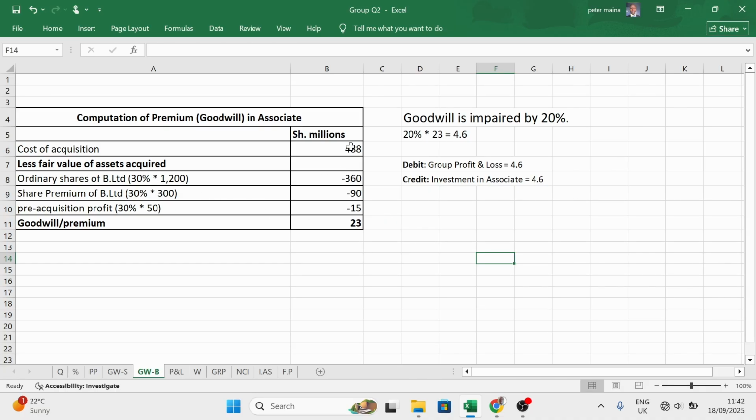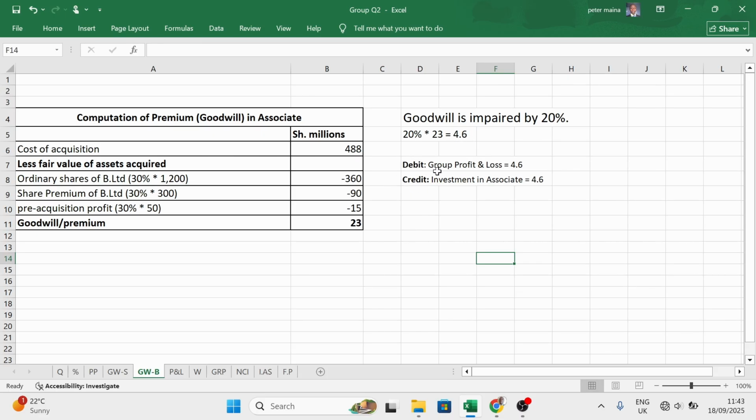So take the cost of acquisition, deduct all these items. The balance you get here is goodwill, or you can also call it premium, 23. The impairment rate that we were given is the same for both subsidiary and associate, 20%. So take 20% of this goodwill, you will get the impairment for the year, 4.6. This 4.6 is going to be recorded as shown here.